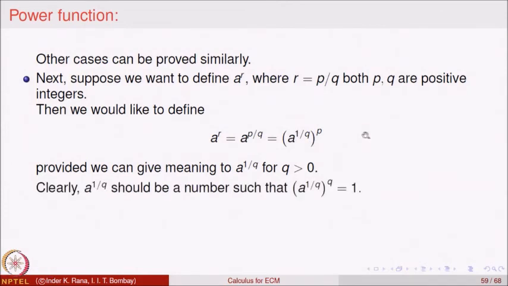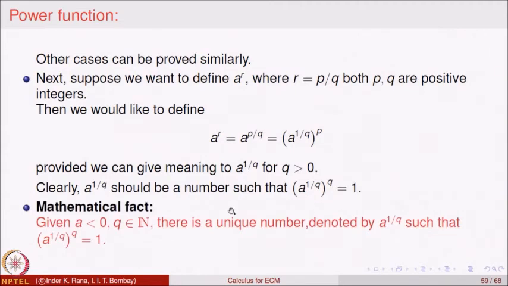We will not be doing in this course what it is, but using advanced real analysis, one can show, given any positive number a and given a positive integer q, you can find a number called a raised to power 1 over q, so that a raised to power 1 over q, raised to power q, is equal to a. So, this is a mathematical fact. Okay, so this should be a bigger than 0. This is a typo here. For a bigger than 0, q belonging to N, this is defined.